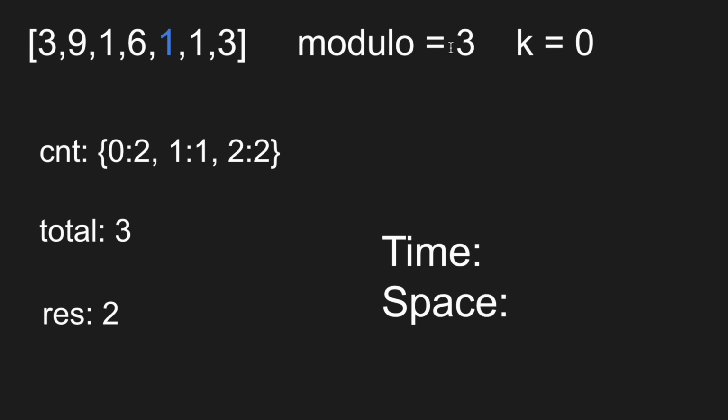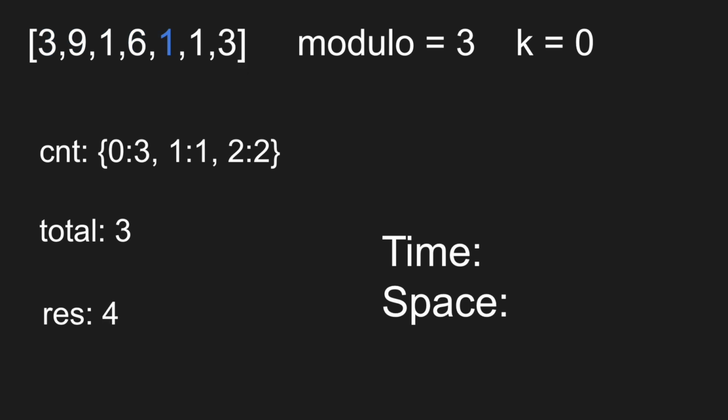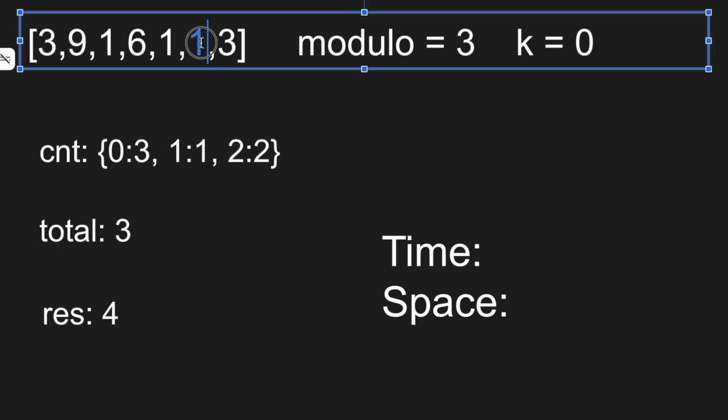Now we come to 1. 1 modulo 3 is equal to 1. Total minus k modulo 3 is equal to 0. So we add 2 to result. And as you can see, we can make this subarray and we can make this subarray. So now the result is 4, and we need to update the count. And yeah, this is the same thing. We see that there's 3, so we will add 3 to result. And as you can see, we can add this subarray, and we can add this subarray.